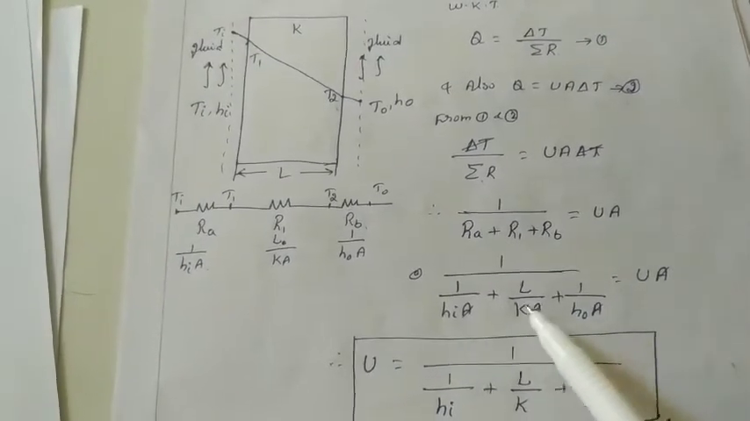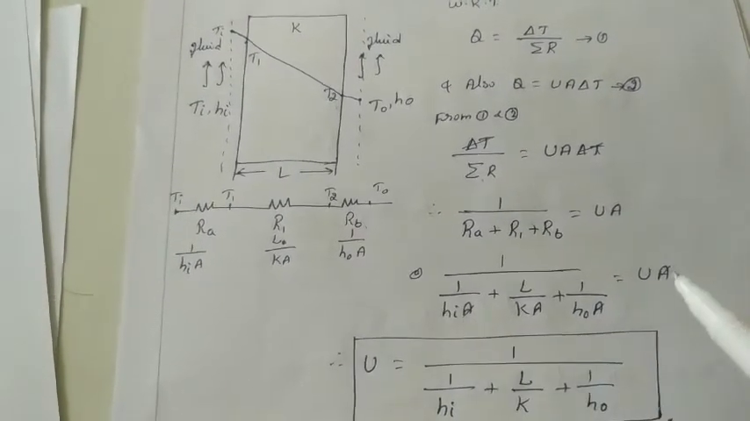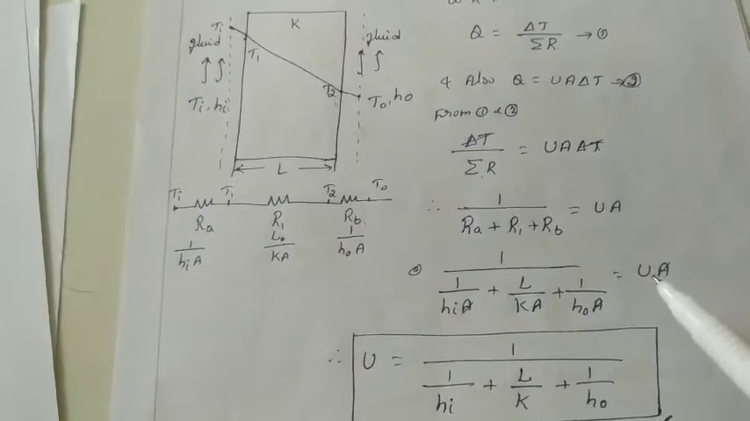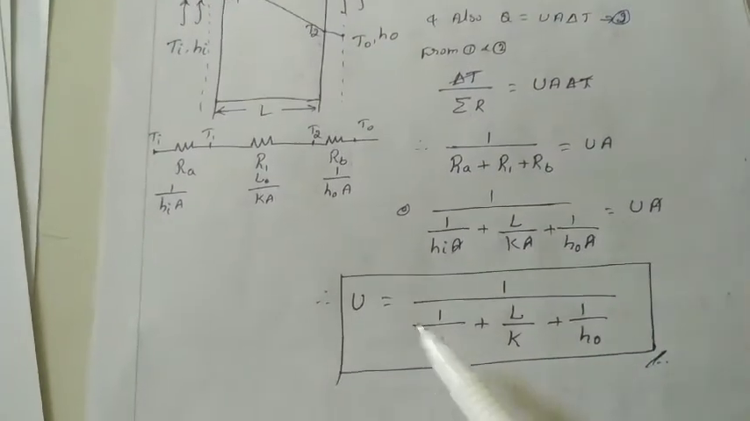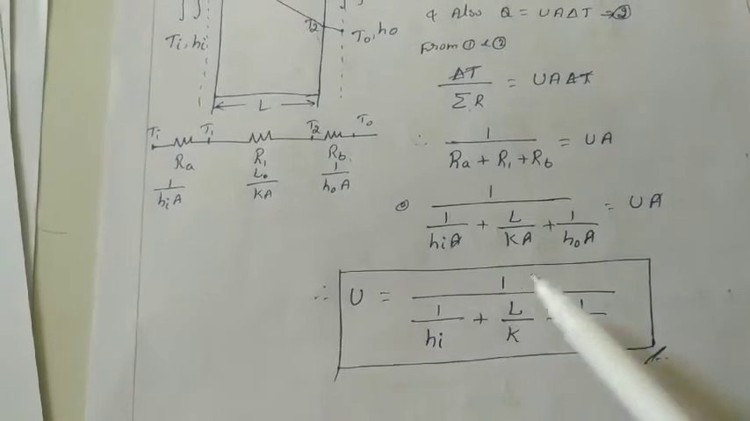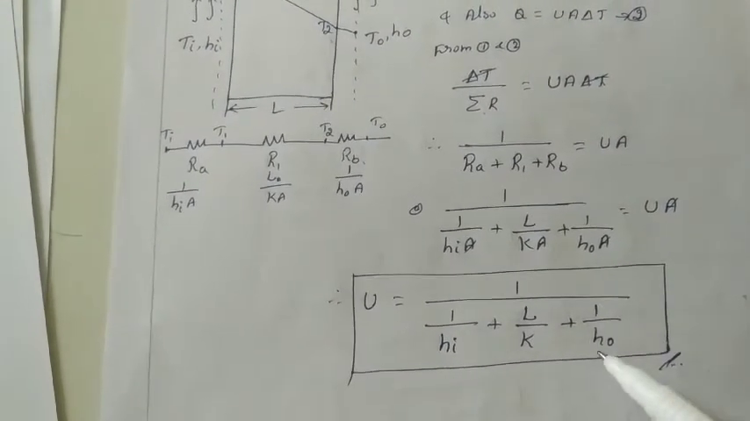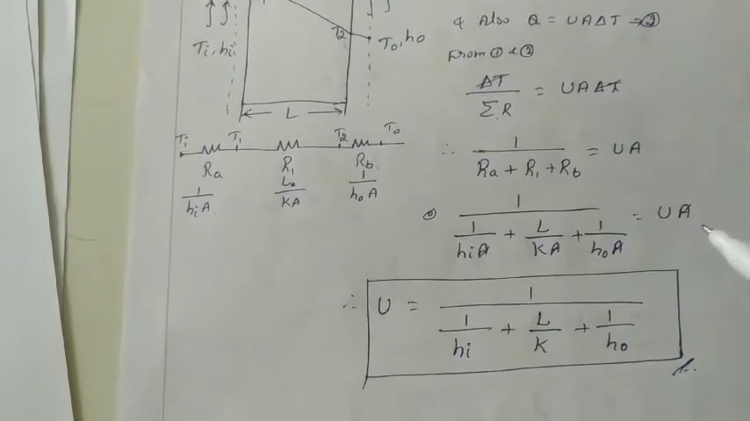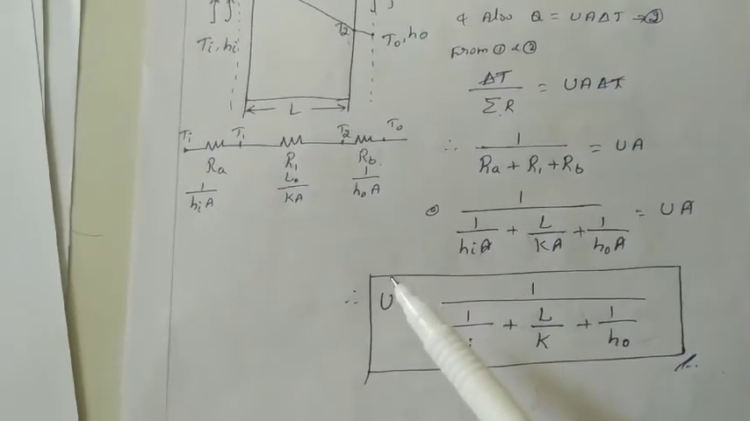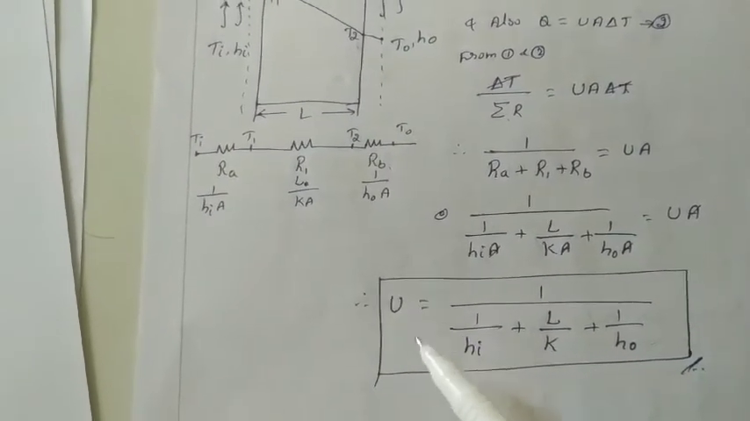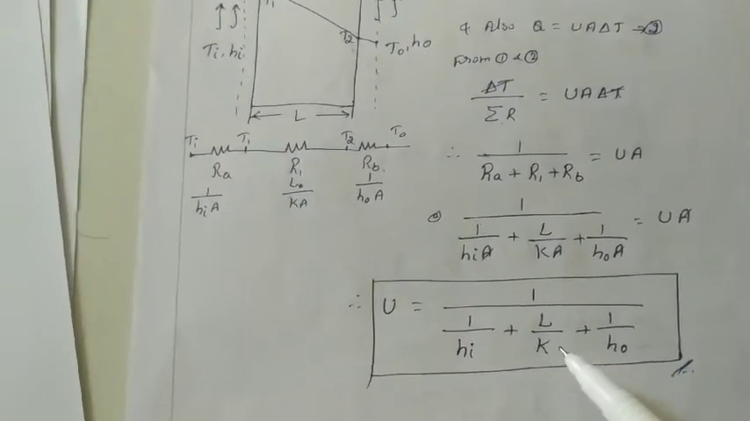So if you take A as common, 1 by A and A cancel. So let us consider what is remaining. U is equal to 1 by Hi plus L by K plus 1 by H0. So this is the overall heat transfer coefficient formula for the heat exchanger of a plane wall.